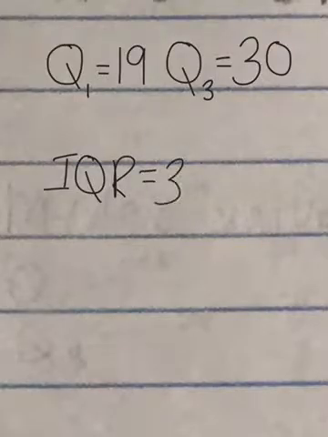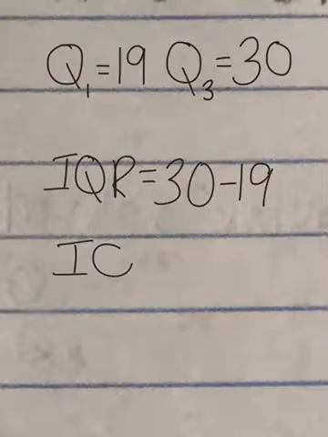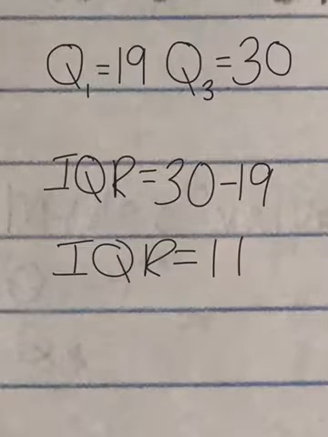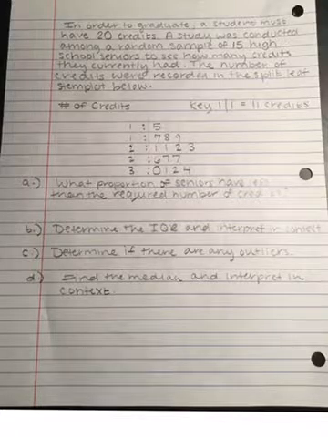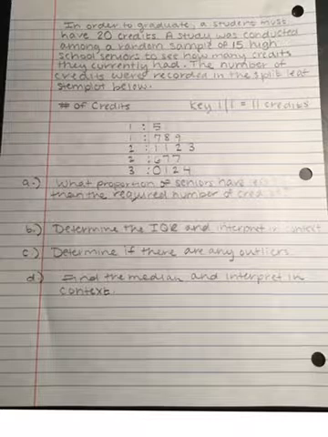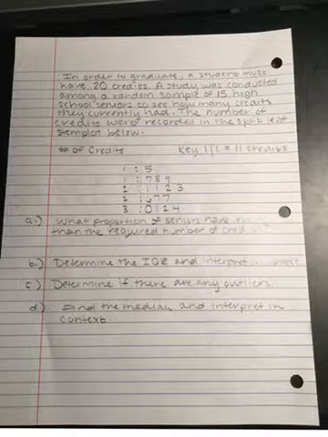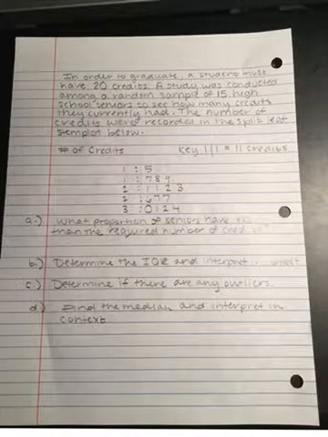Now that we know that Q1 is 19 and Q3 is 30, we can find the IQR. So we do this by doing 30 minus 19, which equals 11. So the IQR is 11. Since the IQR equals 11, we would answer B by saying the middle 50% of seniors are between an 11 credit spread. Part C asks us to determine if there are any outliers.